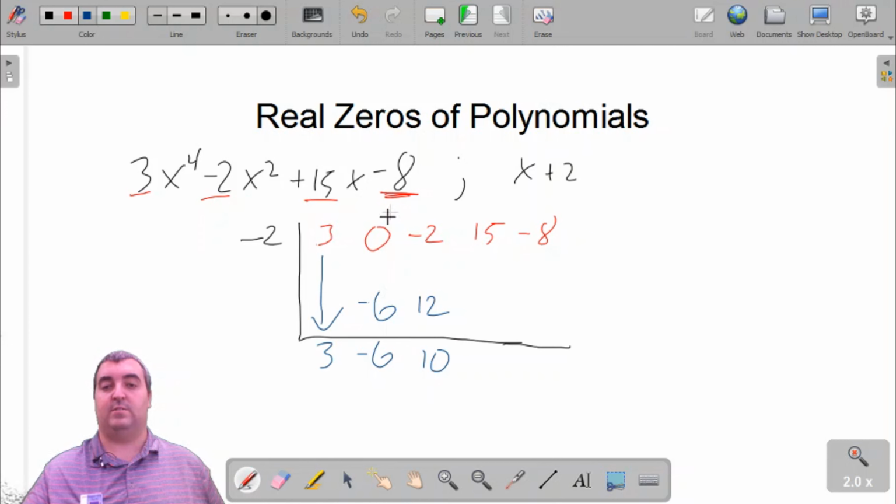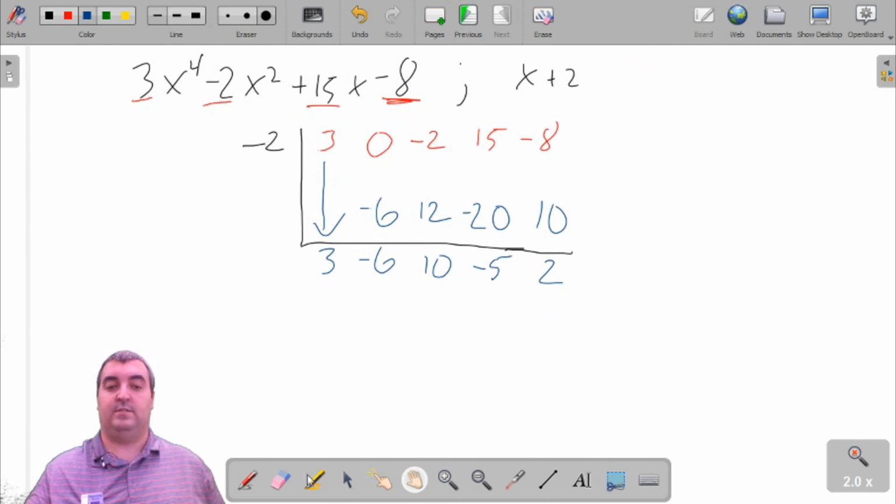It's the same process over and over again, so that's really nice as long as you know the process. This would be negative 20, right? Negative 2 times 10. Add it together, you get negative 5, and then multiply, you get 10. Negative 8 plus 10 is 2. So now we have no more to do, so we're done. We just have to actually figure out what this means in terms of our answer.